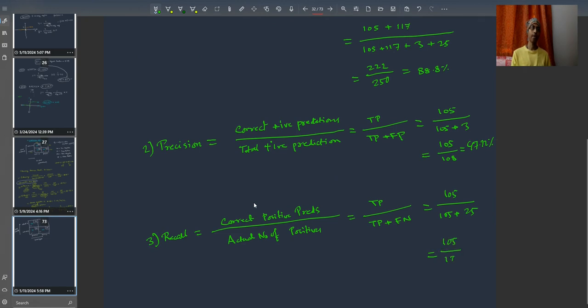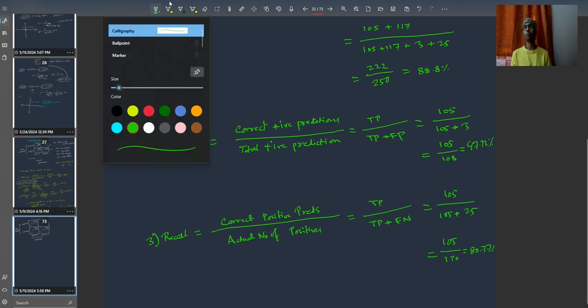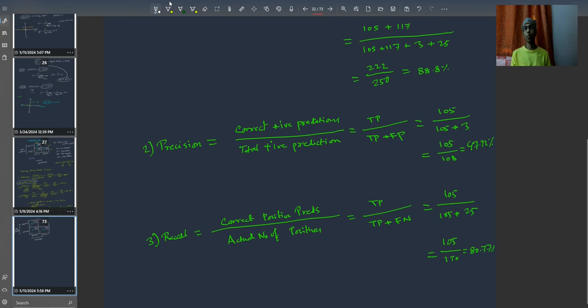105 by 130. Percentage wise, 105 divided by 130 is 80.77%. Now friends, there is a catch between precision and recall. Let's explore what that is. In some cases, the parameter false negative becomes highly important. For example, in disease detection, a false negative can be very costly.